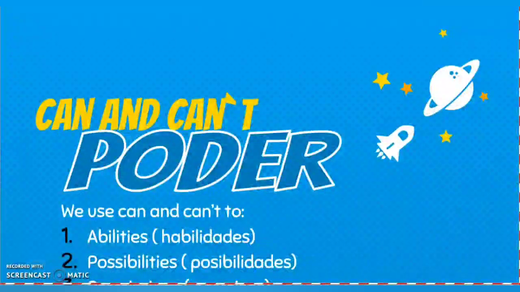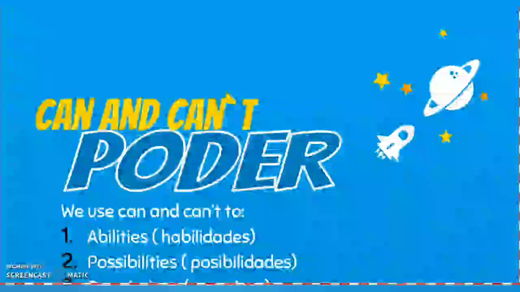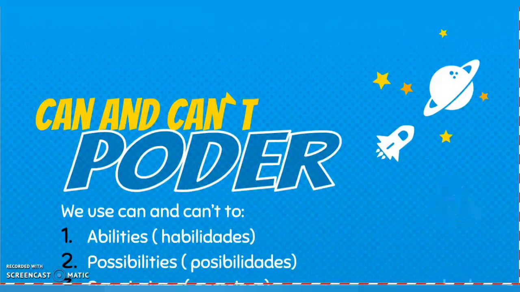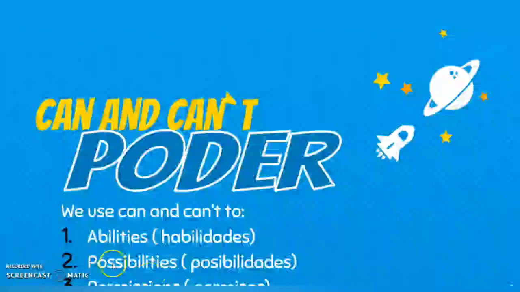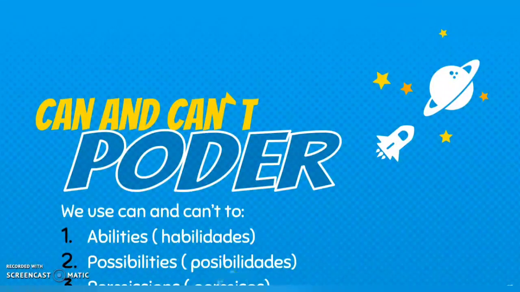So we use can and can't for three uses. The use number one is for abilities. Habilidades. The use number two is for possibilities. And the use number three is for permissions. To ask for permissions. Pedir permisos.